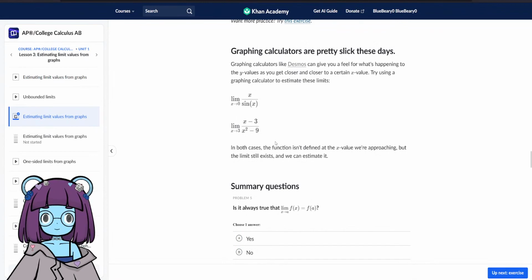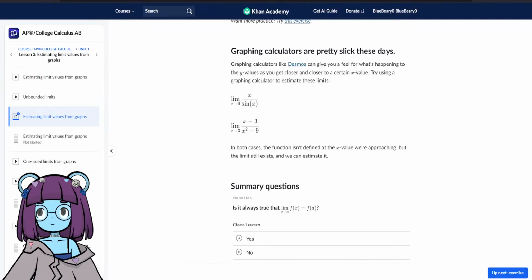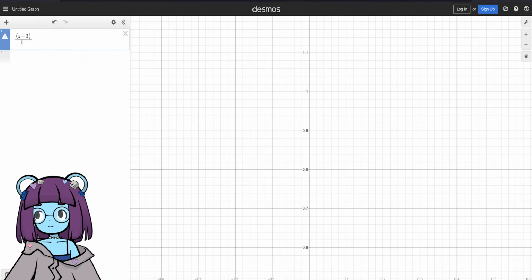Okay, in both cases, the function isn't defined at the x value we're approaching, but the limit still exists and we can estimate it. So if I go x minus 3, how do I use this thing? I'm actually just like a boomer these days. Okay, x squared, right? Minus 9.